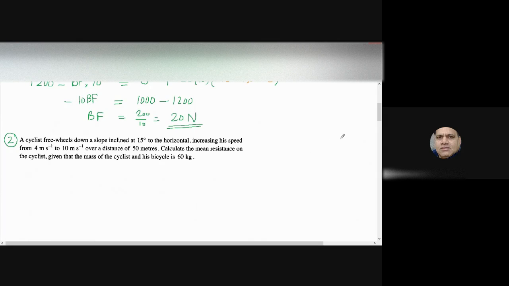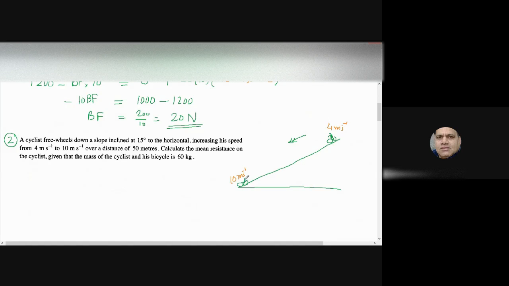So again, we can draw the diagram like this. So the cyclist is here with the cycle. Freewheeling means going downwards. But in this case, it is also changing its speed, increasing from 4 meters per second to 10 meters per second. So here the speed is 4 meters per second, and when it reaches the bottom, its speed is 10 meters per second. It's not compulsory that you say it reached the bottom. It may be somewhere here. Anywhere, the speed will be 10 meters per second.